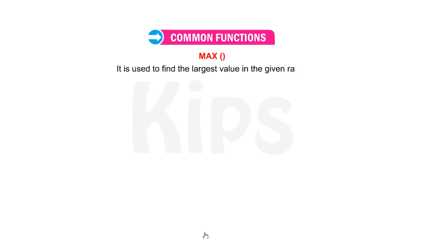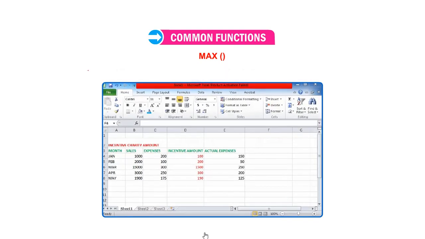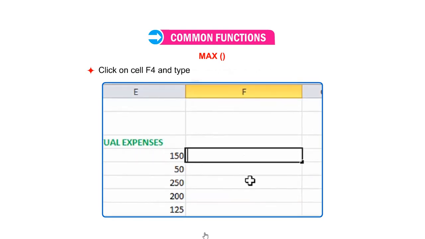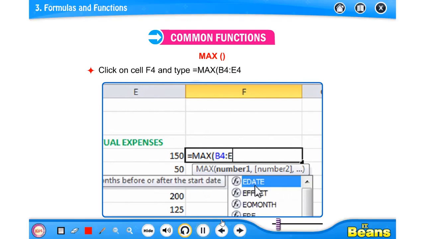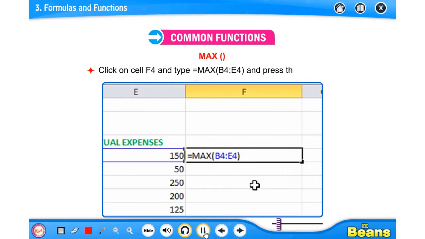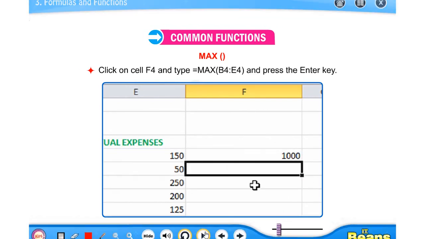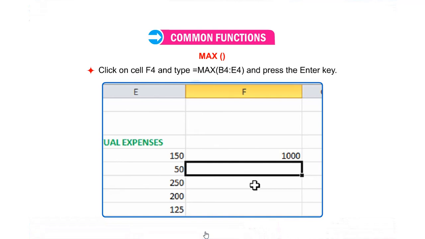Let us discuss the common functions. The MAX function is used to find the largest value in the given range. Click on the cell F4 and type equal to sign MAX bracket B4 colon E4 bracket close and press the Enter key. You all know the meaning of max. Max means it will find the maximum value and display it in front of us.